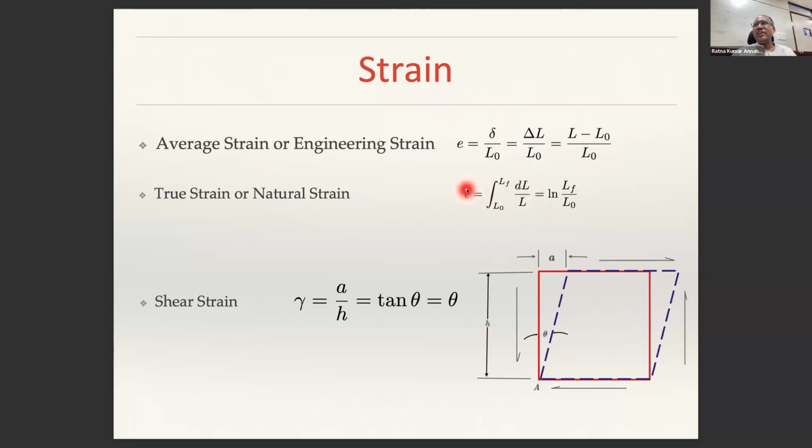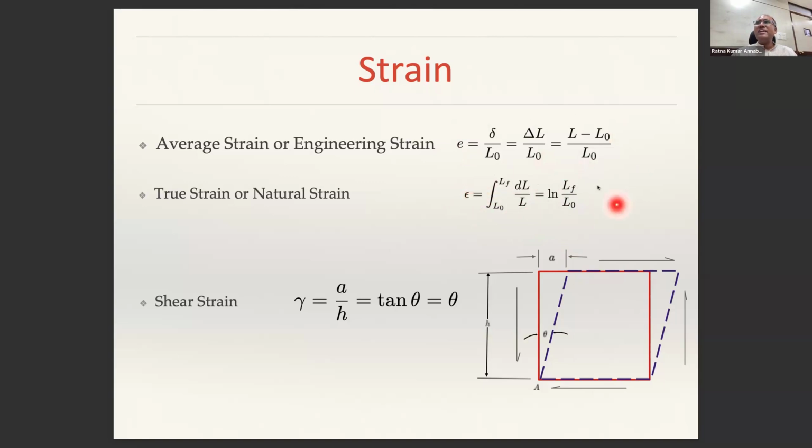And usually it is defined as d epsilon is equal to dl by L, because with the current length, you can only talk about infinitesimal strain. But if you want to calculate total strain, you have to start from L0 to LF. So integrate L0 to LF, dl by L, that will give you natural log of final length by initial length. That will be your true strain.